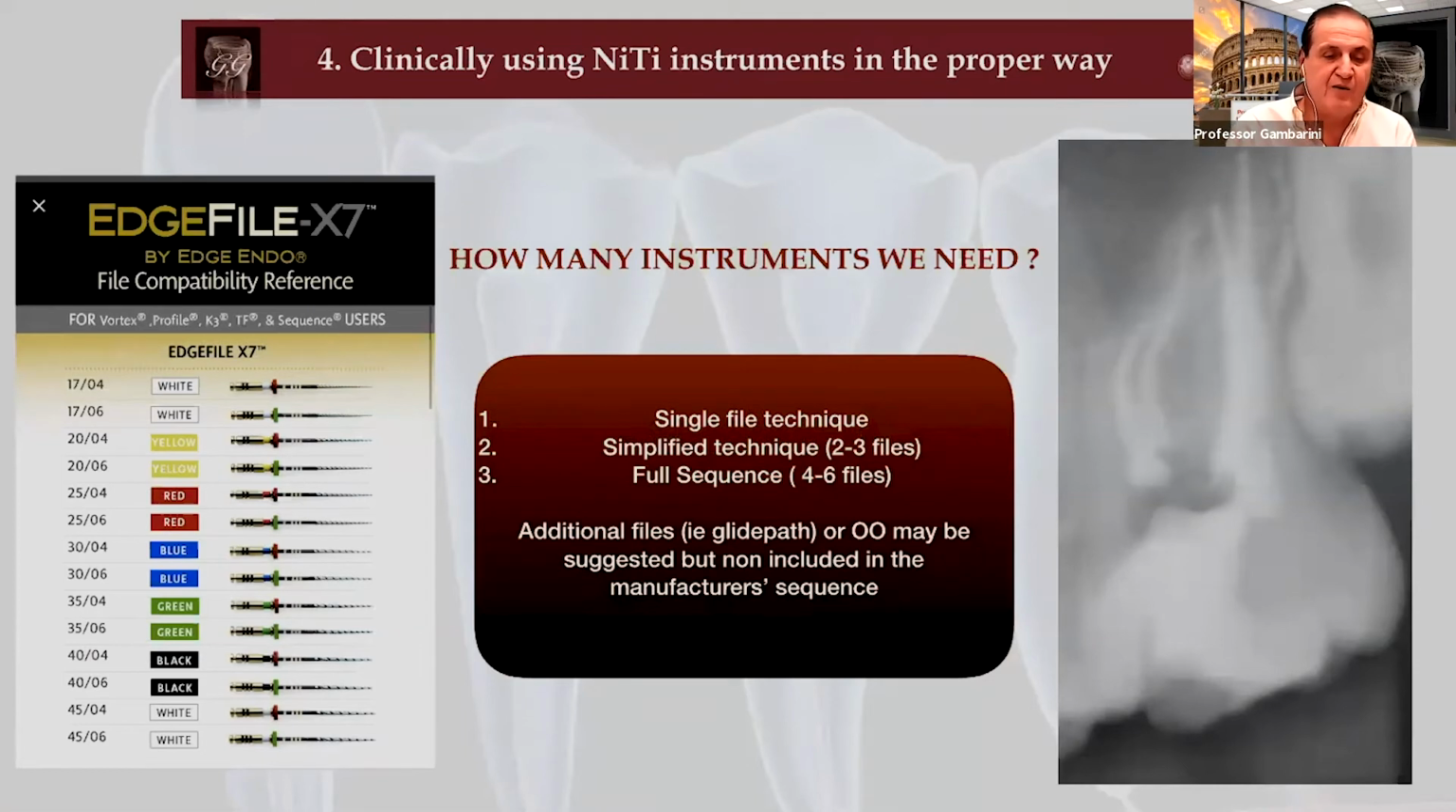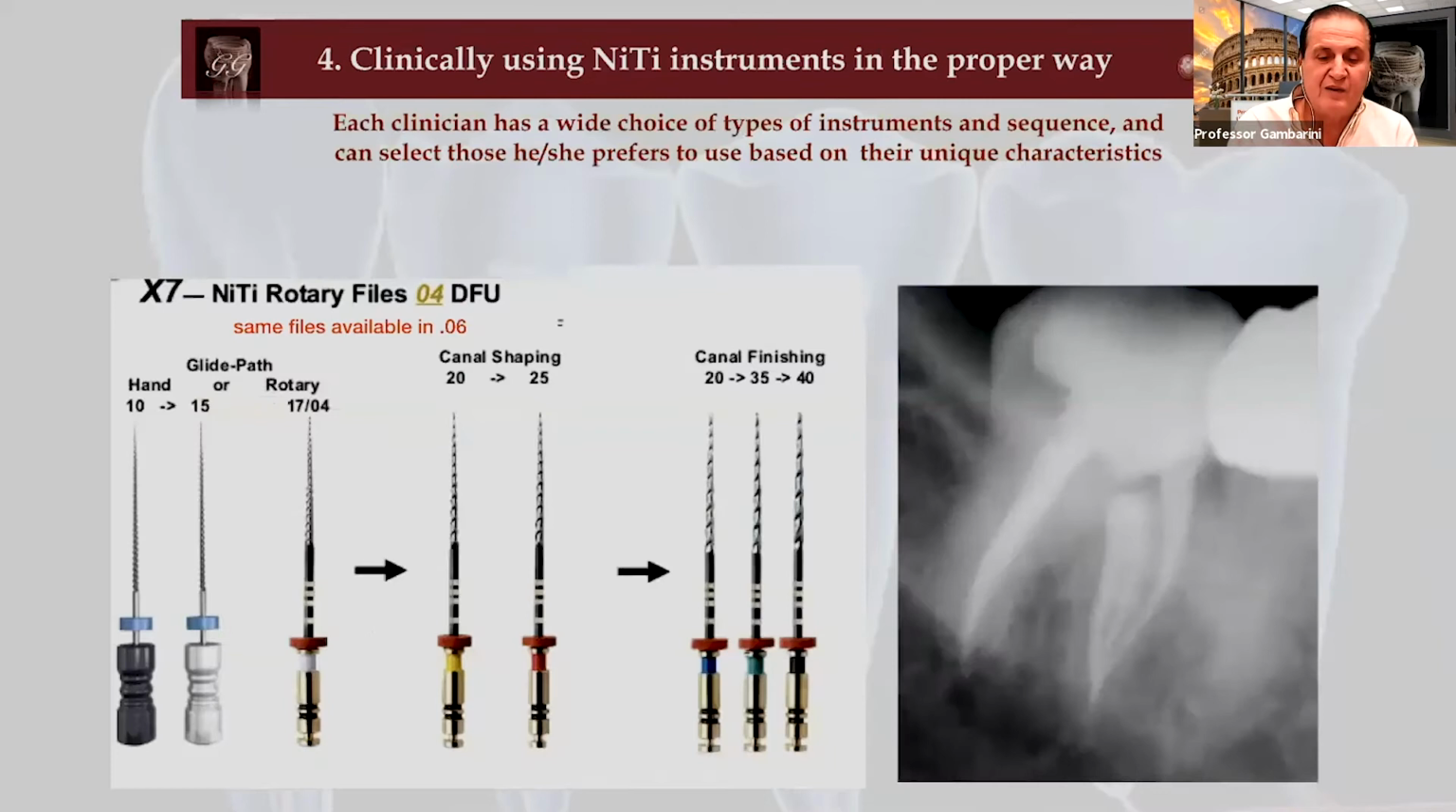Having said this, we can use the X7. We have 04, 06. We have different sizes. And we can use a full sequence. You can use a simplified technique. You can use additional files like LinePad file. We can use openers, which are suggested but not included in the manufacturer's sequence. This is, once again, a little bit depending on you.